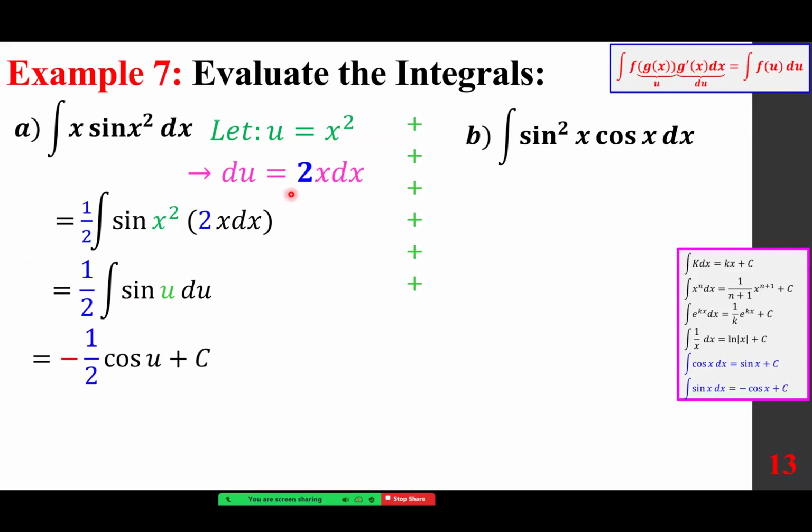And u is replaced with x squared. The final answer is negative 1/2 cosine of x squared plus c. If you differentiate that, you get the same thing without the dx.